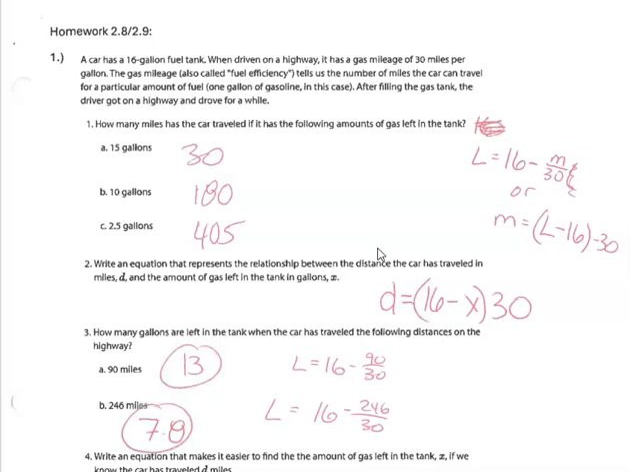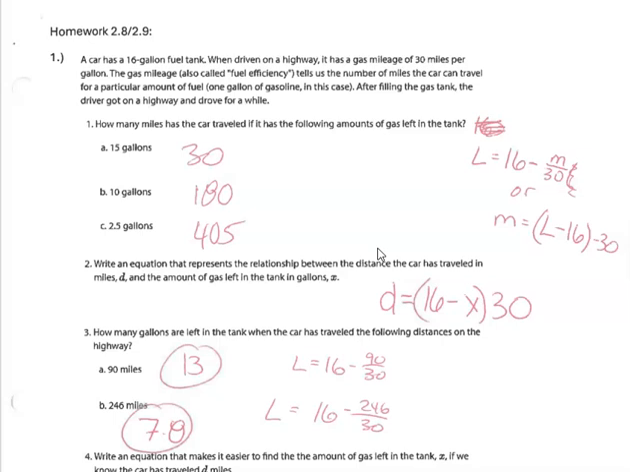You could also have the equation of M equals L minus 16 times negative 30. The number of miles that you drove is basically the difference between the 16 that you had and how much you have now, and then 30 miles. The reason why I did negative 30 was just because I was going to end up with a negative number when I did L minus 16.